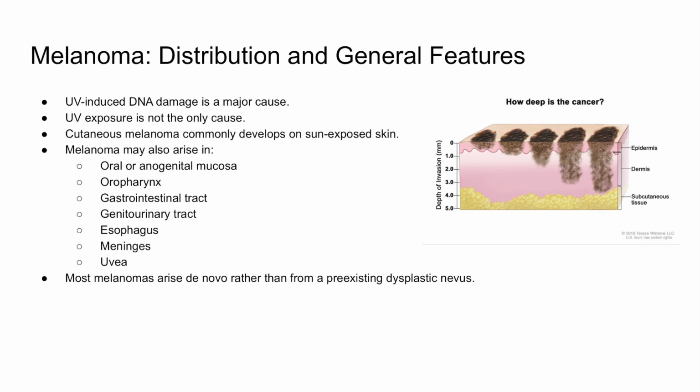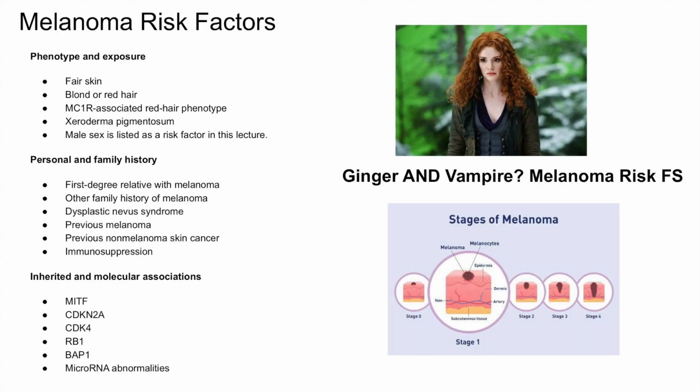So most melanomas arise, again, de novo rather than from an existing nevus. Once melanoma begins to invade, its vertical depth is much more prognostically important than how wide it appears on the surface. That's when it becomes a problem, right? It's that depth rather than the actual width of it. Okay, so melanoma risk reflects a combination of UV exposure, pigmentation, genetics, and personal history.